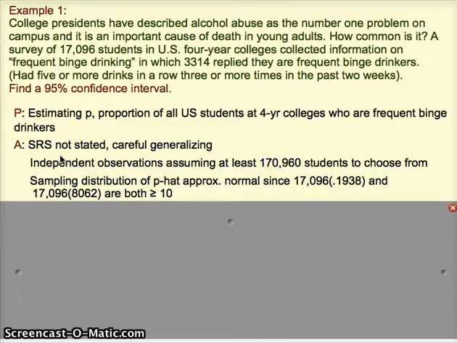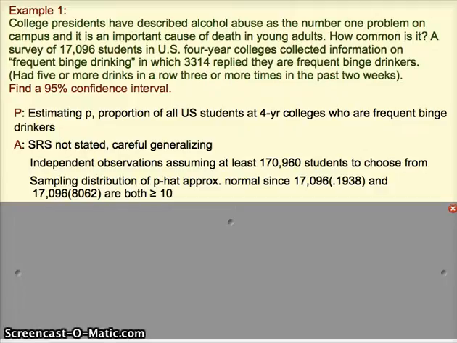Let's check the assumptions. We're going to be a little bit more sophisticated about how we go about things here. There's no random sample stated, so we're not really sure where these 17,000 students came from, so we want to be careful generalizing our results. Probably okay saying we have independent observations as long as there were 170,000 or more folks to choose from. That's big, but we'll go with that. And then the sampling distribution of p hat is approximately normal.